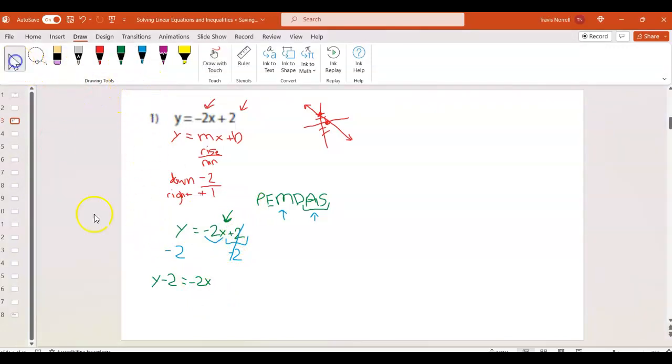So now you have negative 2 times x. Well, the opposite of multiplication is division. So you're going to simply divide both sides by the exact same number that you're multiplying it by. You're multiplying it by a negative 2, so you're going to have to divide both sides by a negative 2.